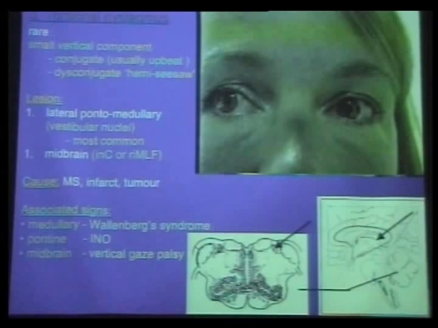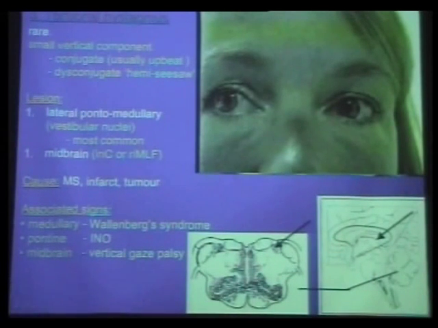Moving down on this, torsional nystagmus in primary position is pretty rare. This isn't always purely torsional, but sometimes there's a small vertical component, and it can look like a heavy seesaw pattern. There are two places you can get this. One is up here in the midbrain, affecting the interstitial nucleus of Cajal. Two is down here in a lateral pontomedullary lesion, affecting the vestibular nuclei. MS, infarcts and tumors are the things we're thinking about here.